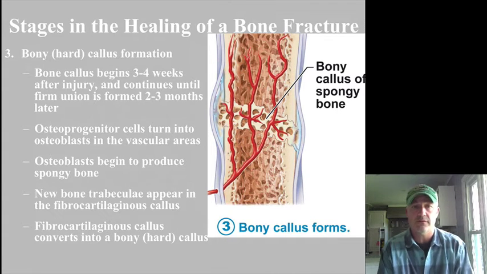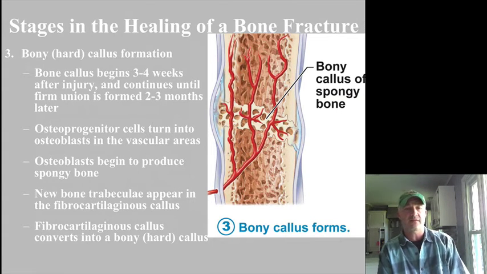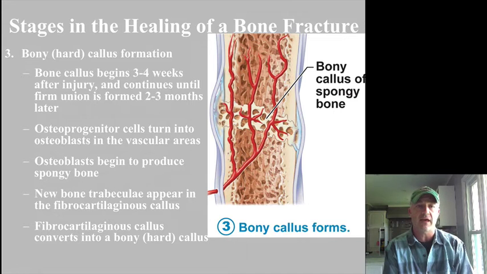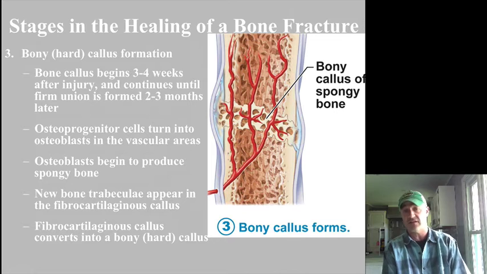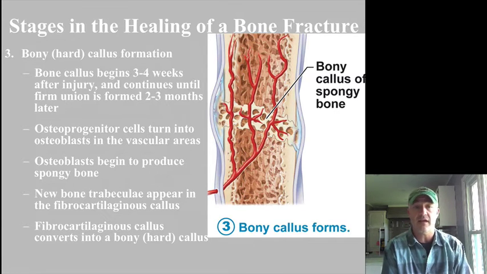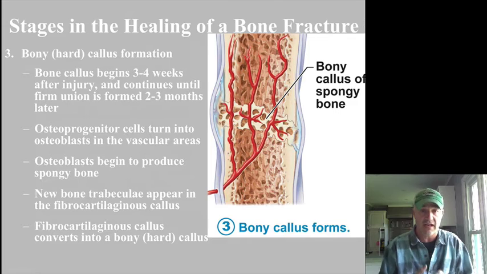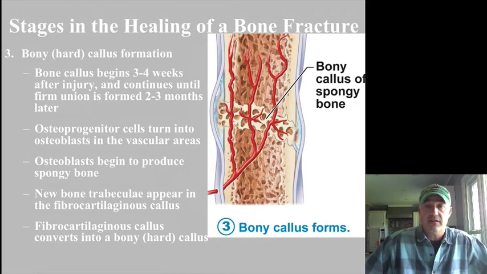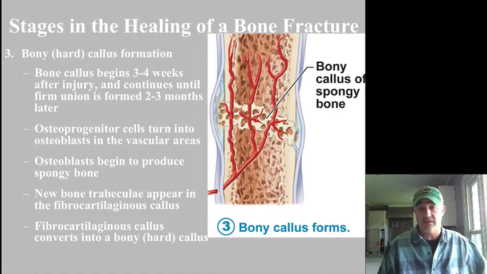Over the next few weeks after that, so about 3 to 4 weeks after the injury, after that fibrocartilaginous callus was formed, mechanical stresses being put on this are going to start causing some osteoblasts to start converting that fibrocartilaginous callus into a bony callus. It's going to take 2 to 3 months or longer to get that to be in a much firmer connection, but this is going to start converting what was fibrous tissue into actual bony tissue.